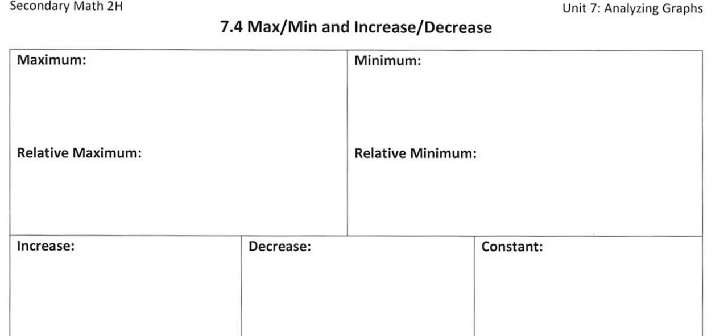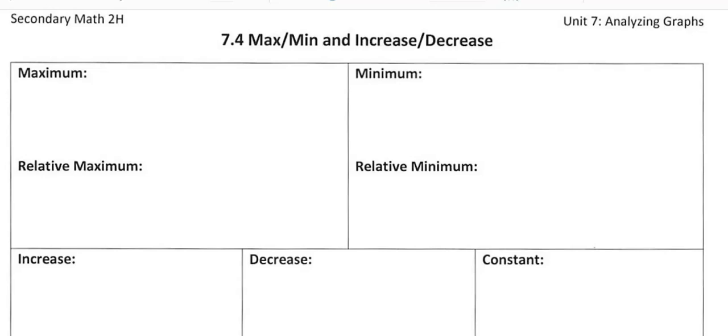Hello and welcome. This is lesson 7.4, where we're going to talk about finding maximums and minimums and the places where graphs increase and decrease. A maximum is the highest point on a graph. Since it's a point, it would be listed as an ordered pair x, y.